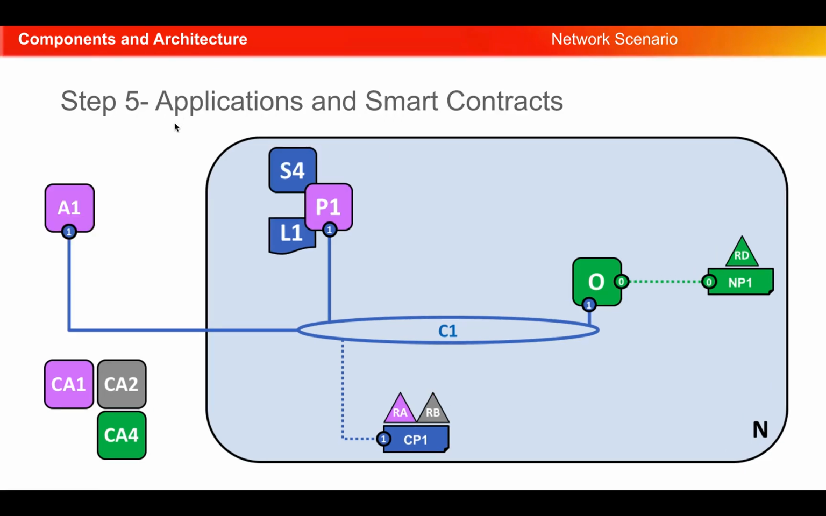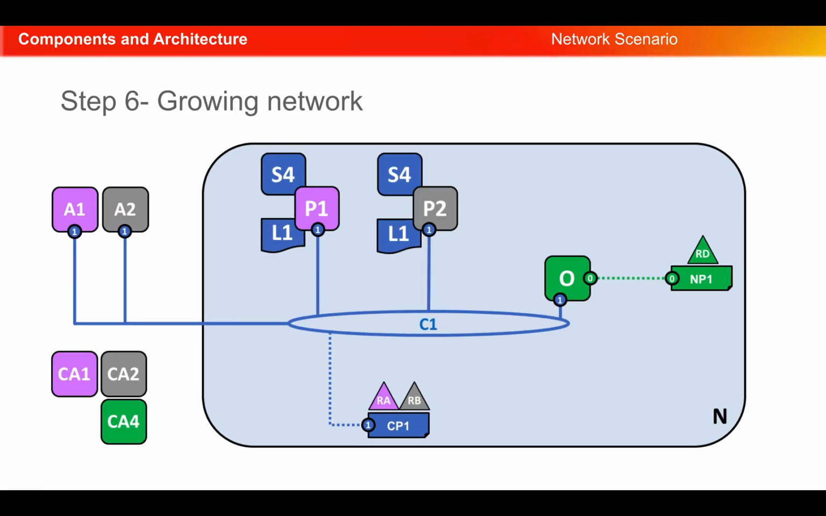Now comes the application and the smart contract. Application A1, which is facilitated by certification authority 1 and also governed by organization A, is connected to channel 1, which you can see here, and that in turn is connected to the peer, which holds the smart contract S4, and it has a ledger L1 for this particular channel.